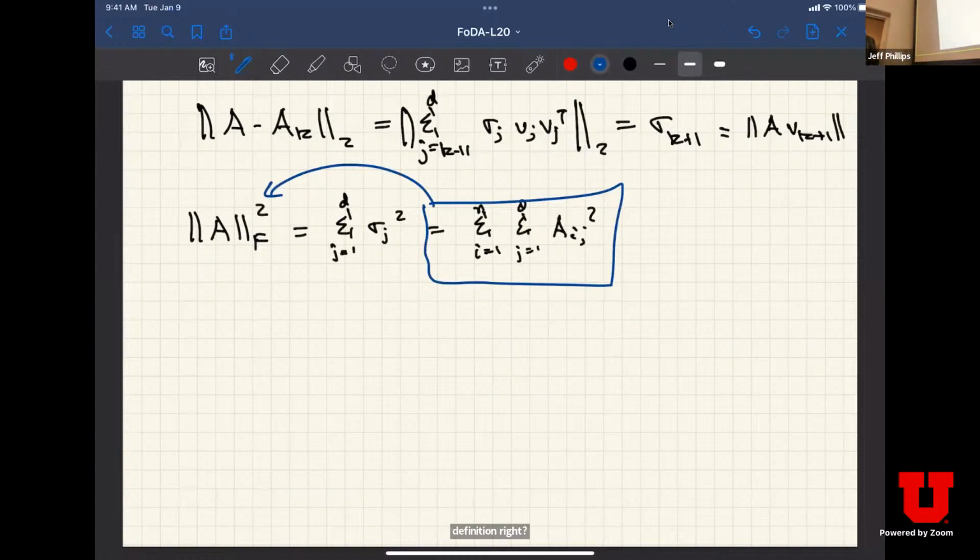And what I've done, if I look row by row, for each row I can also write this as the sum from i equals 1 up to n of the norm of a_i squared. I can take the norm of each row and sum these up. This is also equivalent by definition.